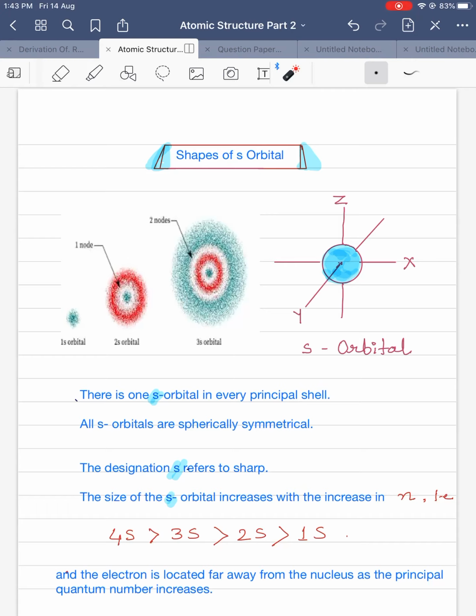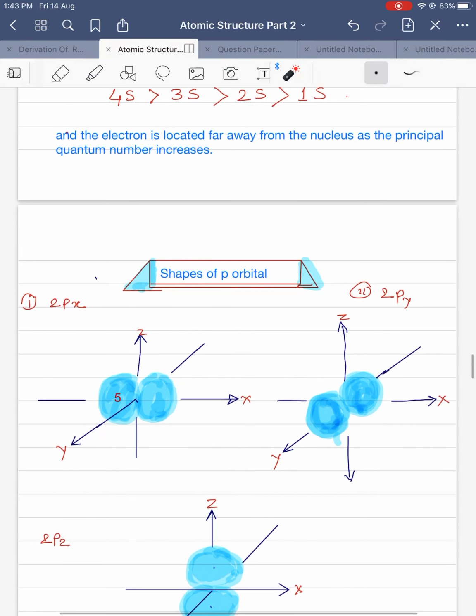The size of s orbital increases with the increase in n, that is, principal quantum number. 4s is greater than 3s, greater than 2s, greater than 1s, and the electron is located far away from the nucleus as the principal quantum number increases.